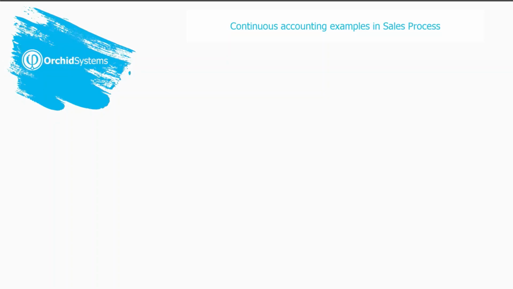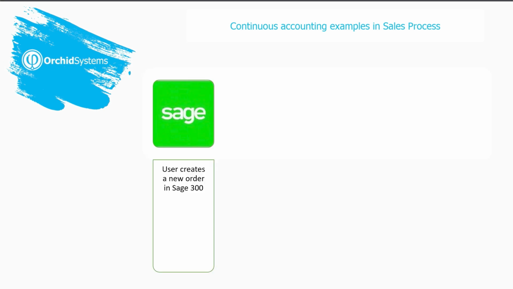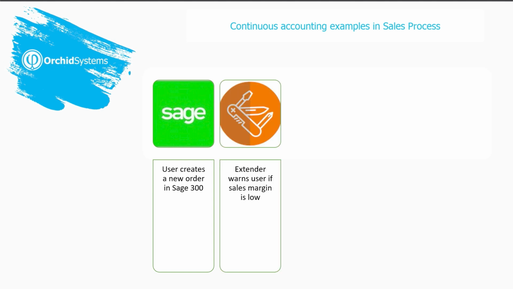In this part of the presentation, we will use Extender, Notes, and Document Management link to focus on the Sage order entry screen to demonstrate automations that help companies enjoy the benefits of continuous accounting. We'll demonstrate entering a new order in Sage 300. Extender will warn us if the sales margin is low.